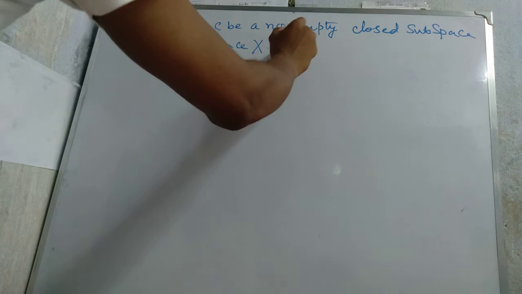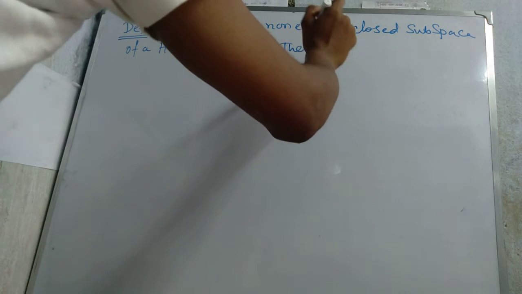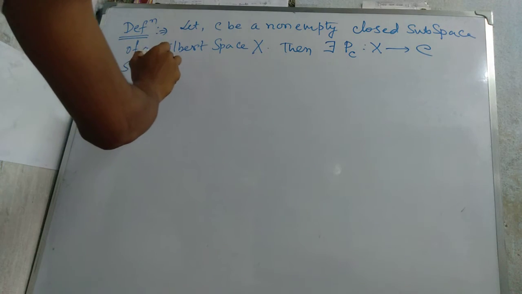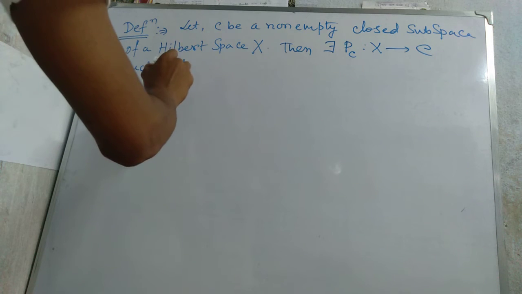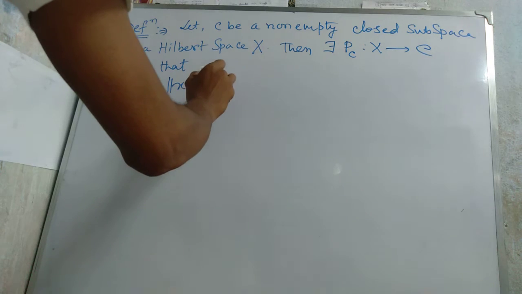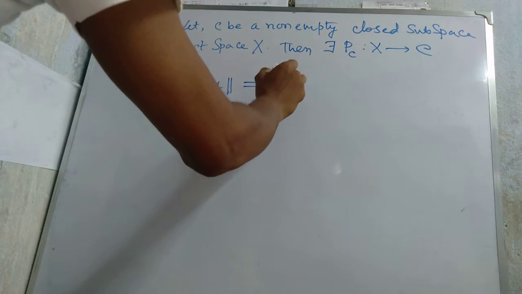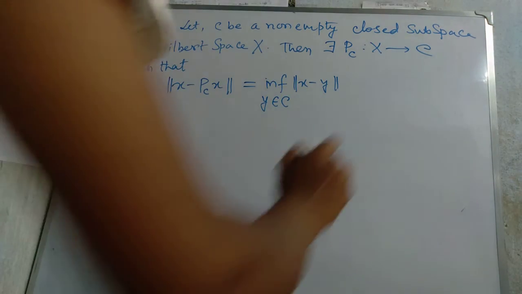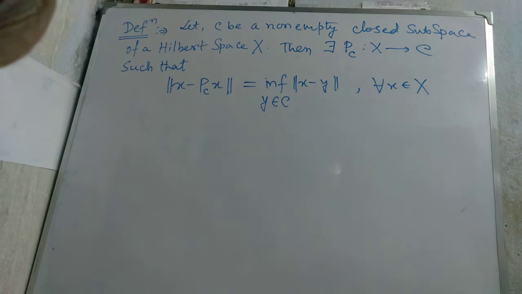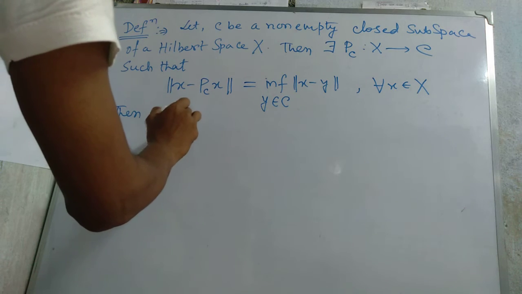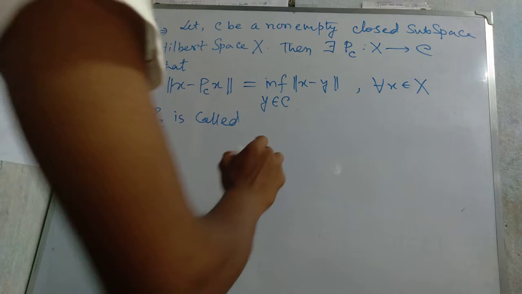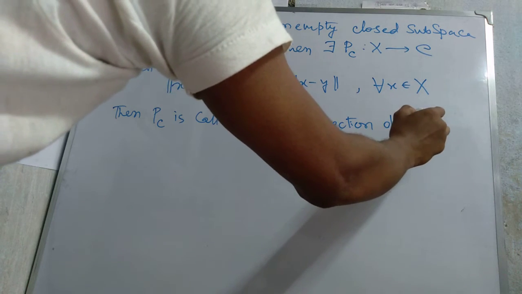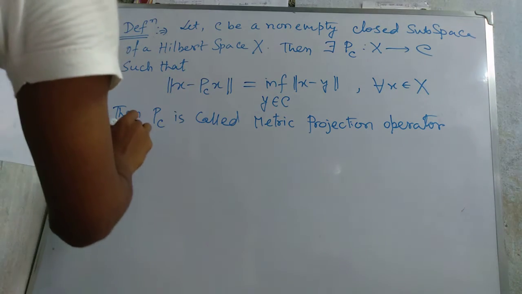Then there exists P_C: X to C such that the norm of x minus P_C x equals the infimum of the norm of x minus y, where y belongs to C, for all x belongs to X. Then P_C is called the metric projection operator, or nearest point projection operator.